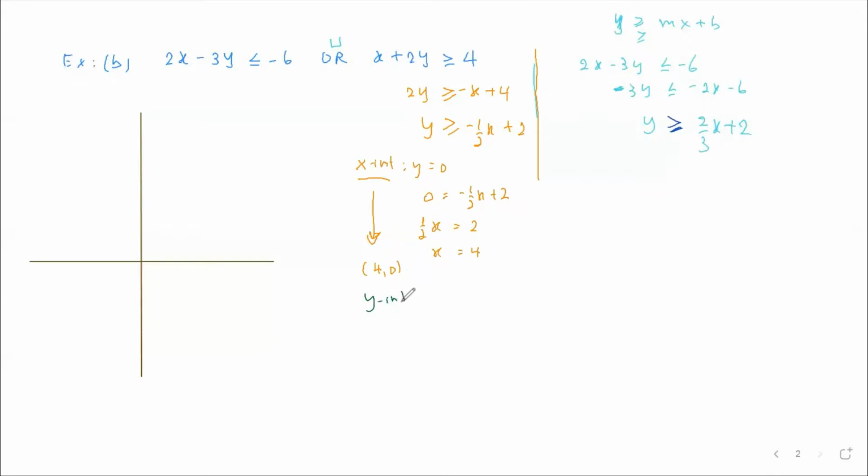Okay, so now we can find the y-intercept. x is 0. So x 0, this is really fast. We get right away y equal to 2, right? So the coordinate point for the y-intercept is x 0, y 2.